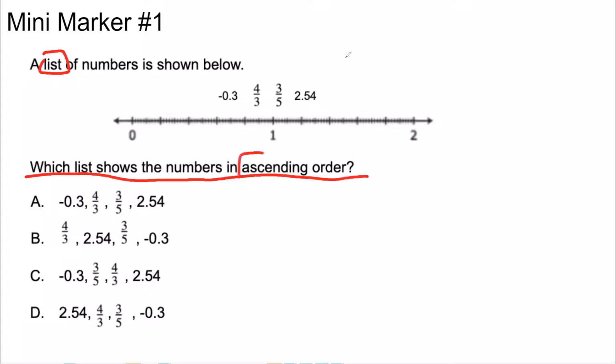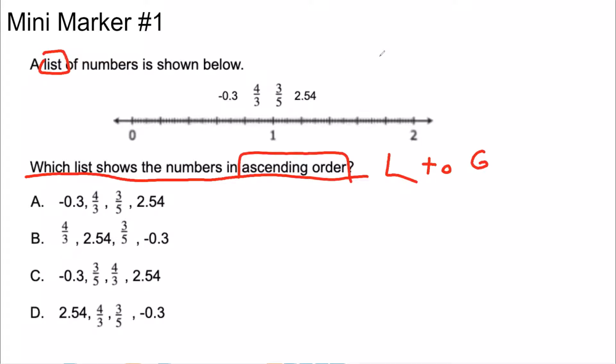And I would want to box in ascending order. We learned that when we order numbers, we order them from greatest to least or least to greatest. We also learned previously that ascending means to increase and descending means to decrease. So if we increase in value, that means we're going from least to greatest.